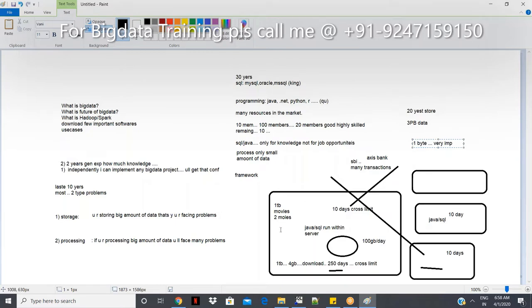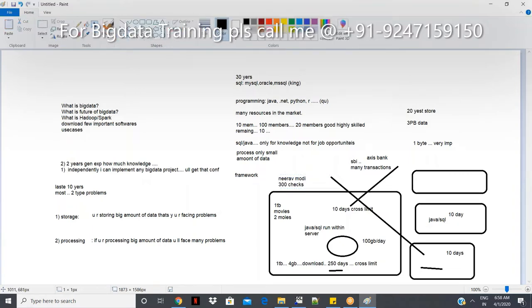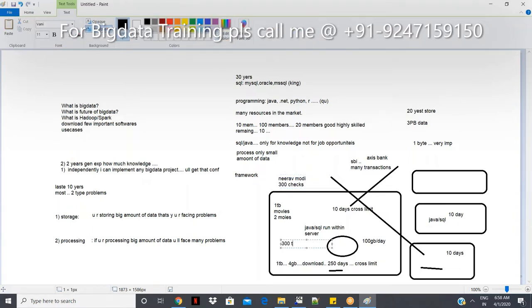Okay, I will give one scenario. For example, Nirav Modi applied for 300 blank checks. Then those 300 transactions you are storing in this server. How much size? It will take just 3 MB only. Just only 3 MB occupies.